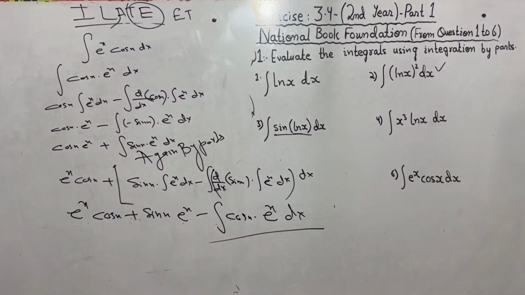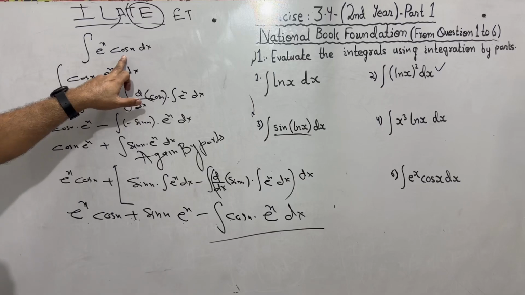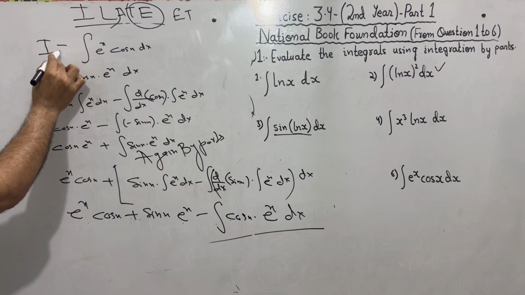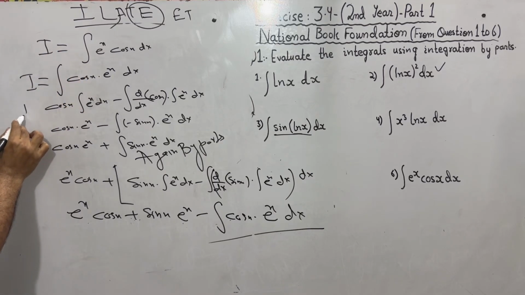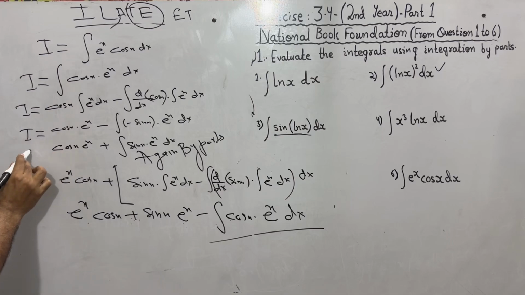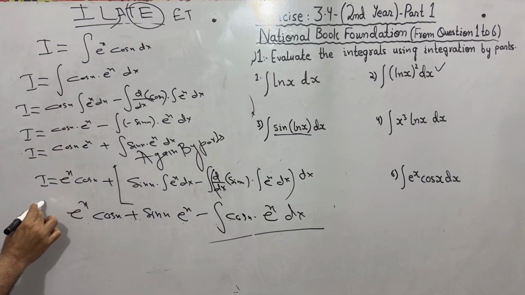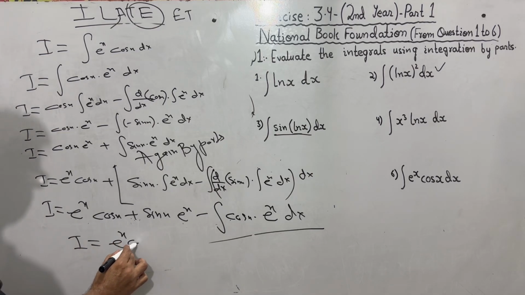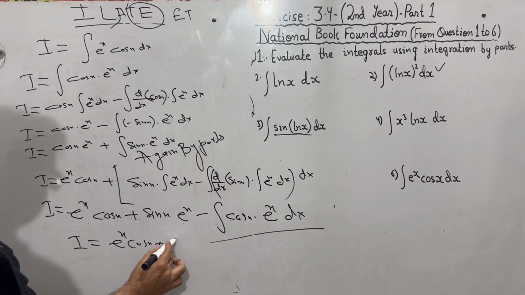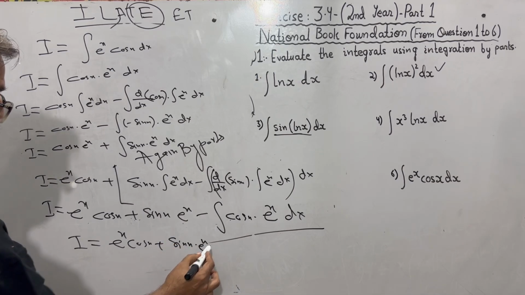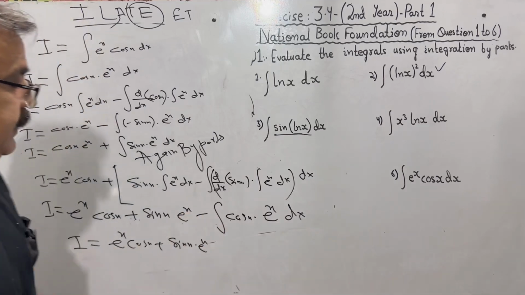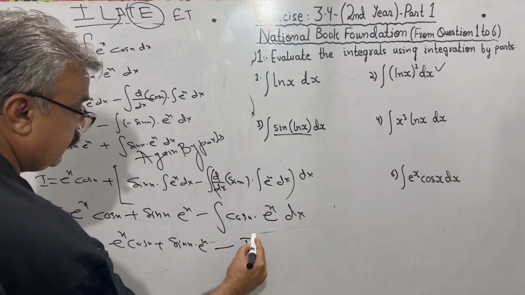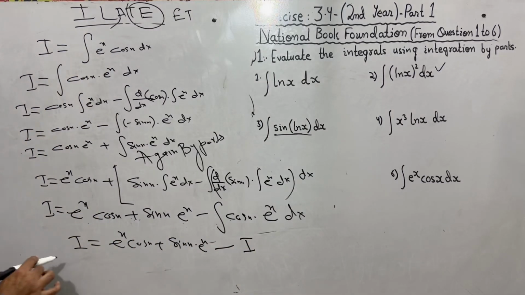Look at this. We have reached the point where we started. So it's our I. Let me write I on this side. I is equal to e raised x cos x plus sin x e raised x, minus this is again the integral cos x times e raised x, or e^x times cos x. That's our integral I. Shift and merge I to I.